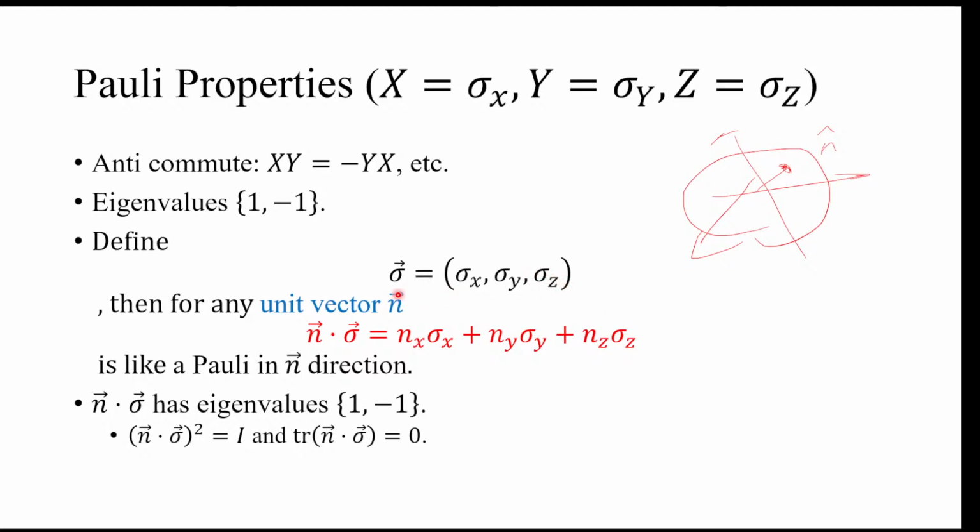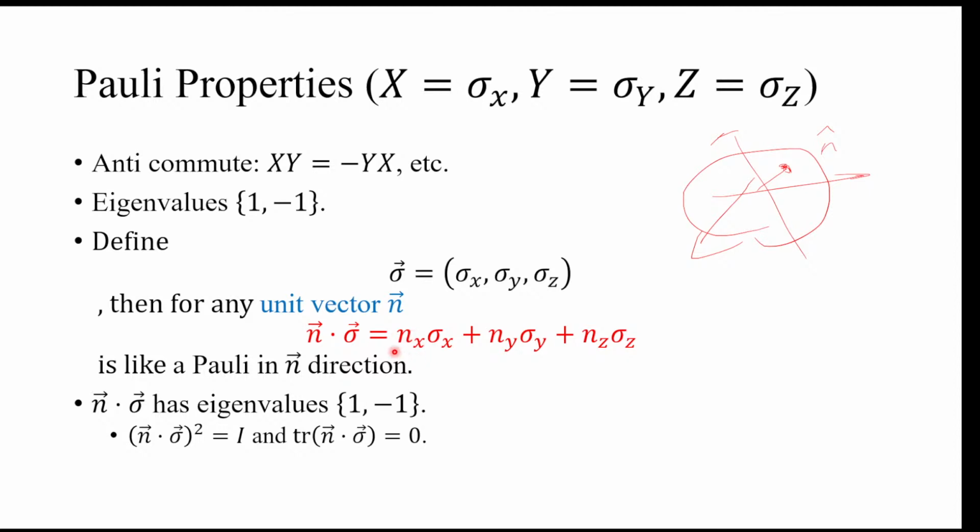Then we also have a three-dimensional vector n. Sorry, not n hat, here we have n vector, and as we said, n vector is a unit vector, a three-dimensional vector with three real number entries nx, ny, nz. We define the inner product of this real number vector with the 2x2 matrix vector, and it becomes a 2x2 matrix: nx times sigma x plus ny times sigma y plus nz times sigma z.